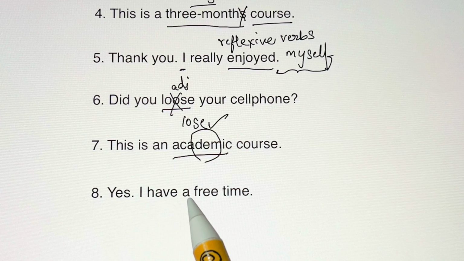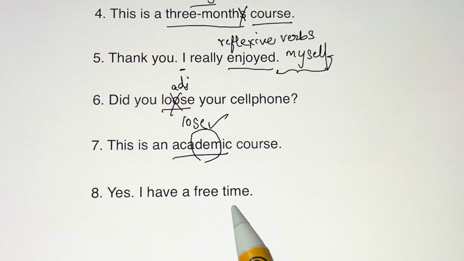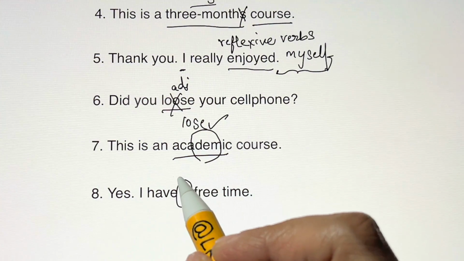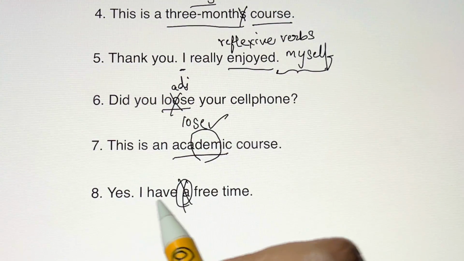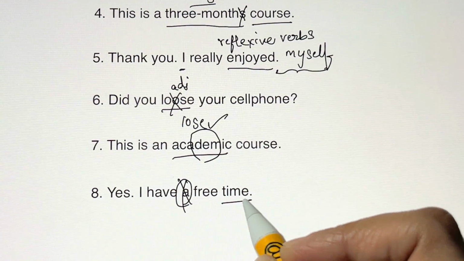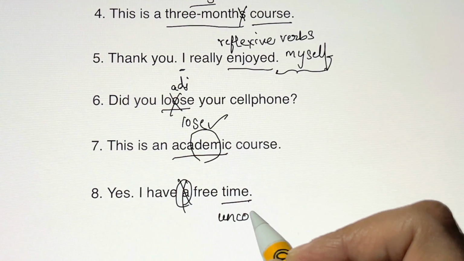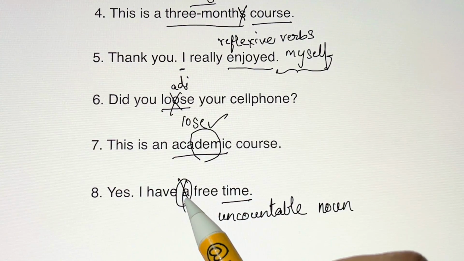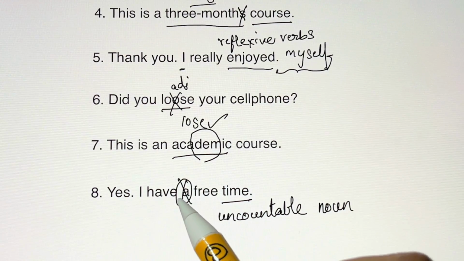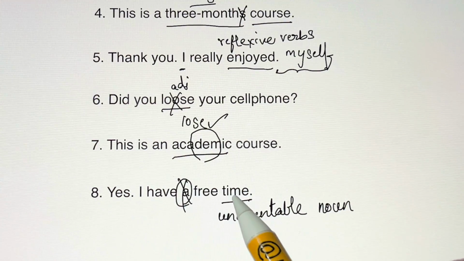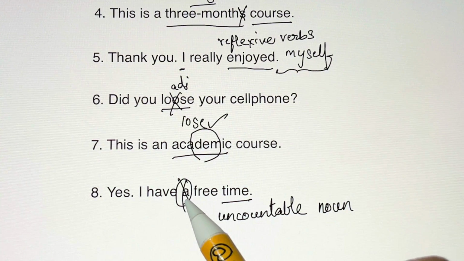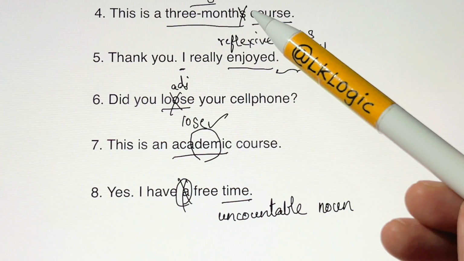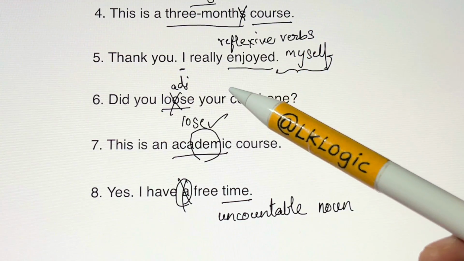Last one. Yes, I have a free time. What's wrong there? Here we don't need to say a free time. We just need to say free time. Yes, I have free time. Because time is an uncountable noun. An uncountable noun does not take a. A is used with countable nouns. A pen, a book, a box. Now time is an uncountable noun, so we don't use a. Yes, I have free time. That's the right answer. Each of these examples represents a different aspect of grammar.